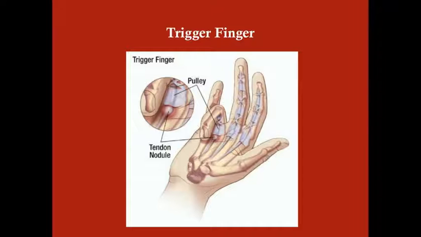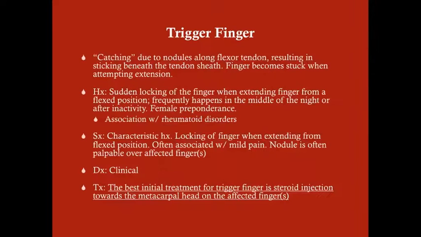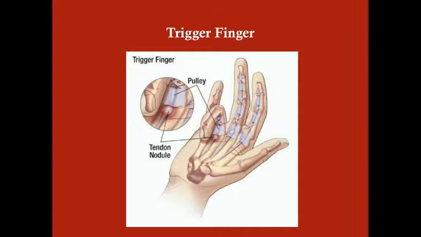And that's what the trigger finger is. So it's caused by a nodule on the tendon, and what happens then is the finger gets stuck because the nodule won't allow the tendon to go through that sheath. Okay, hopefully I described that physically enough. So this is a catching due to nodules along the flexor tendon, and this results in sticking beneath the tendon sheath, and then the finger becomes stuck when attempting extension. So even though you're trying to extend that finger, you're just going to be stuck in this position, and that's why it's called a trigger finger.